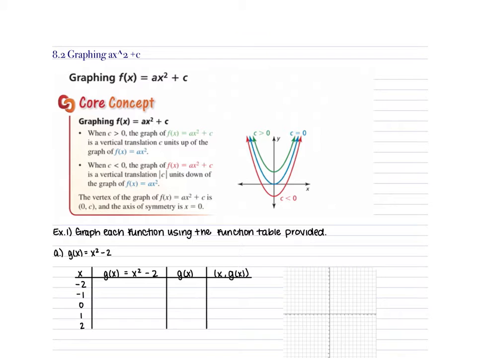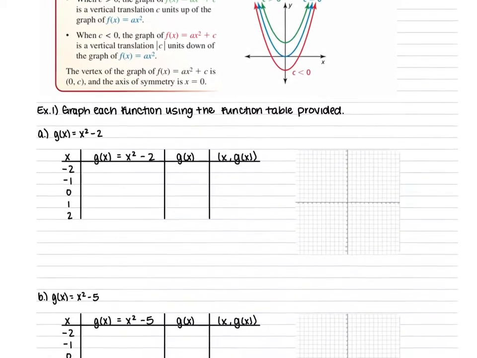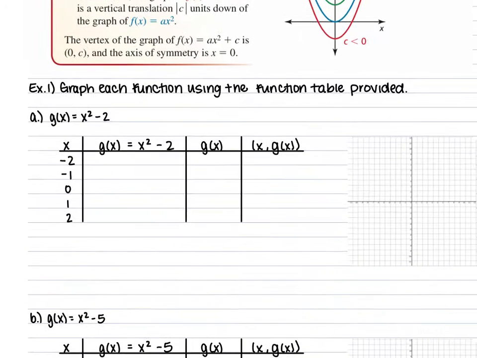If we are looking at the first set of examples, it tells us to graph each function using the function table provided. So for example A, we're given g of x is equal to x squared minus 2. This minus 2 that's at the end of this x squared just means that that parabola is going to have a vertex that is at negative 2 on the y-axis. So it goes from that 0, 0 down 2 values. If we picked values for x and substituted in, I choose negative 2, negative 1, 0, 1, and 2.